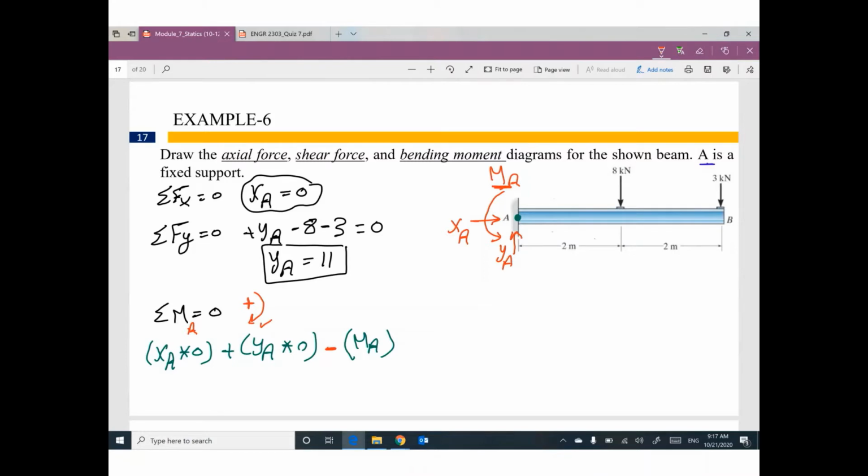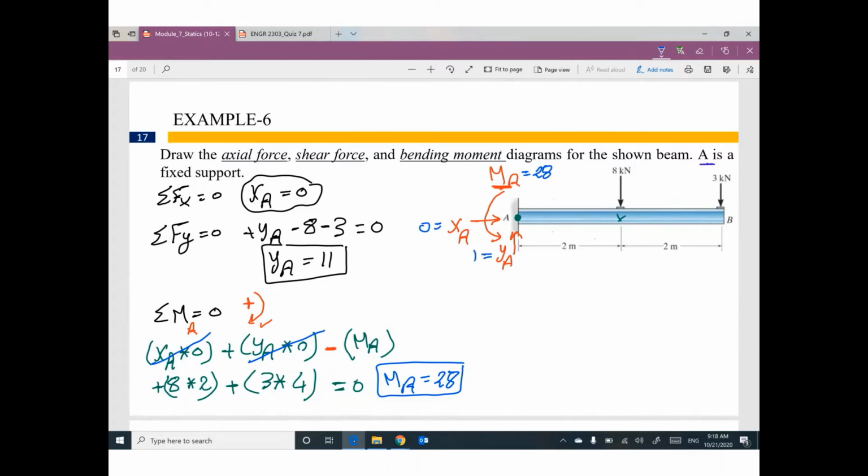Keep going. The next term will be positive 8 times 2. The next one will be 3 times 4, equals 0. The XA and YA terms will be cancelled. The only unknown in this equation is MA. The value of MA is 28, positive. So MA is 28, XA equals 0, and YA equals 11.